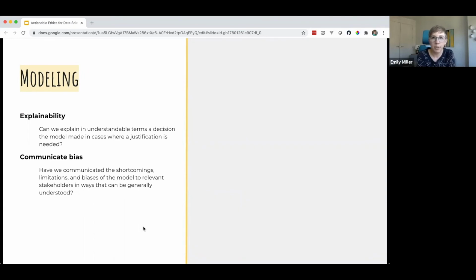And finally, communicate bias. So have we communicated the shortcomings, the limitations, and the biases of the model to relevant stakeholders in ways that can be generally understood? What I mean by this is that it's easy on the data science team to have an understanding of the shouldas and the wouldas and the couldas, and if we had more time, we would have done X, and the model does well here, but does less well there, and understanding those limitations. But it's important that we communicate those to the client or to the downstream user of the work so that the analysis can be understood in the context of its limitations, right? So that those limitations don't stay just as knowledge on the data science team alone.